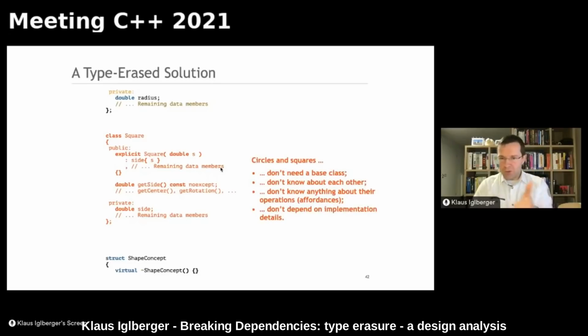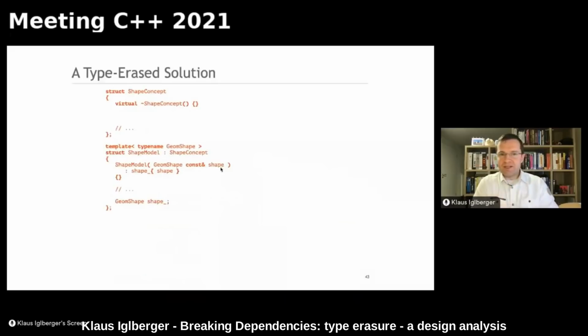So once again, no base class. They don't know each other. They're totally independent, totally unrelated. They don't know about the operation, and they definitely do not depend on any implementation detail. How then, do you ask, can we actually abstract from these? And how do we add the knowledge about drawing, etc.? Well, that is something that we package differently.